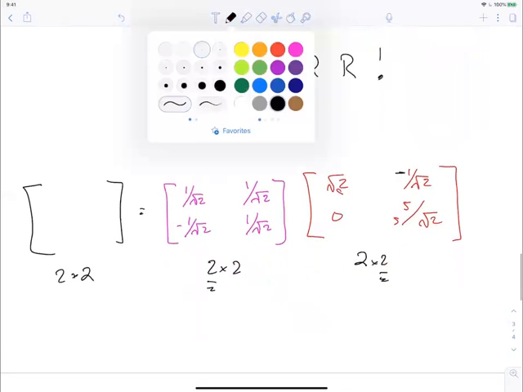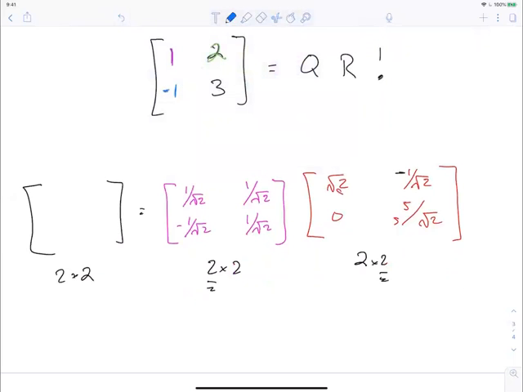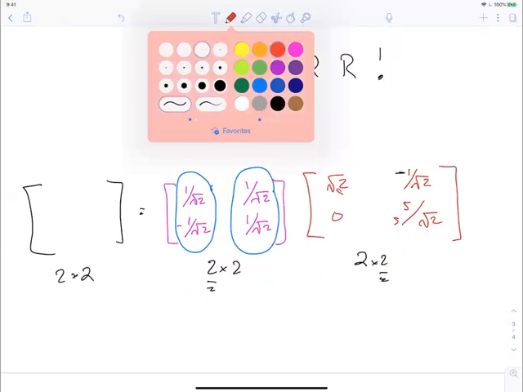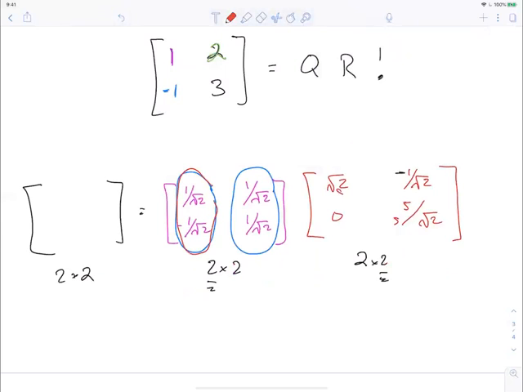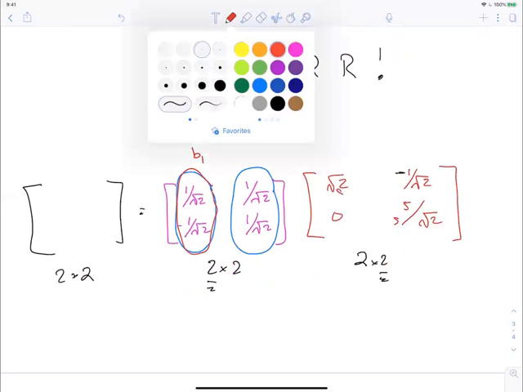And the key is that if we view this first matrix as just 2 vectors, right? In this case, we can view them as, say, B1 and B2.